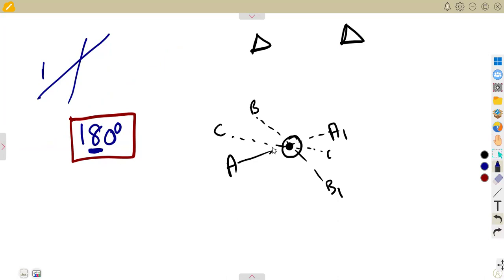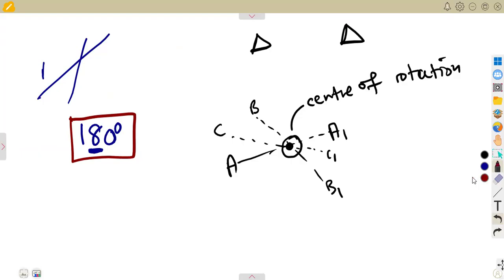So once you see this happening, that I joined A to A1, B to B1, do not worry about anything to measure, to bisect. Once this happens, the point of intersection of these lines that we're joining, A to A1, B to B1, C to C1, that point becomes the center of rotation.